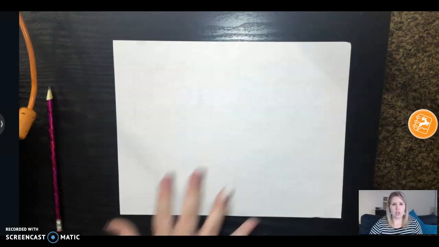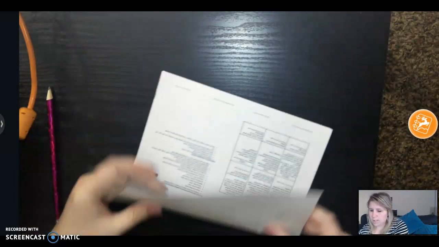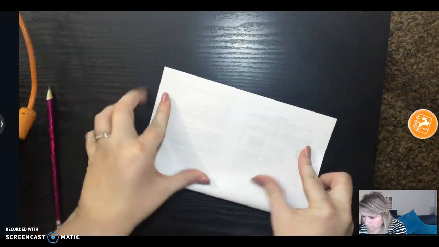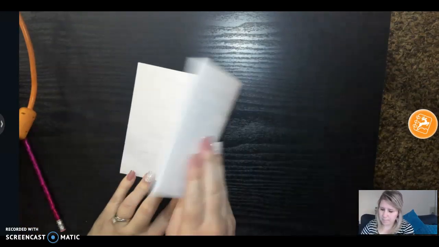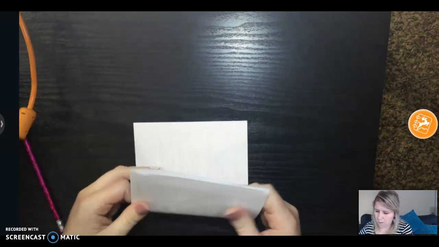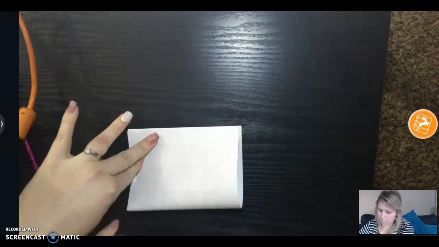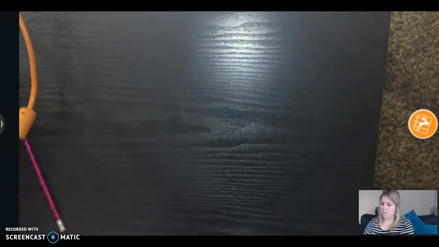The first thing you're going to do is you're going to fold your paper into 4 pieces. Now Miss Myers is just recycling some paper, and I'm going to use the back of it. I'm going to fold it in half, and I'm going to fold it one more time. That way I have 4 equal parts.